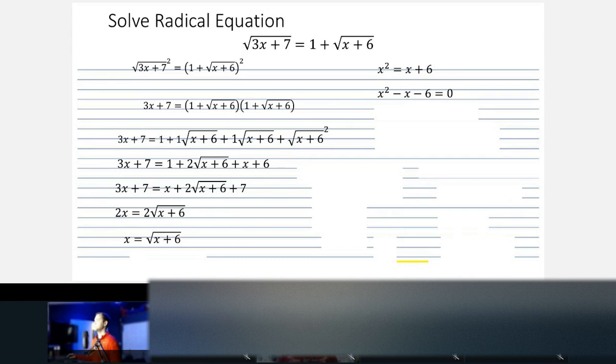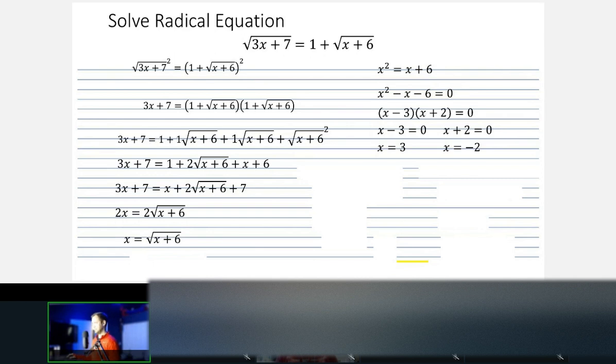Yeah, we factor it, right? Simple method. So we get x minus 3 and x plus 2. All of you know how to factor. I trust that. And then we set factors equal to 0 and we solve, right? So we get x equals 3 and x equals negative 2. All right. Are we done? Do we go on to the next problem, or is there something else we should do?